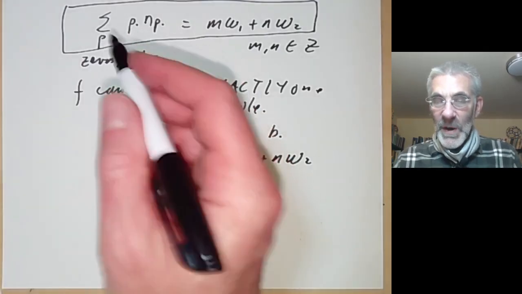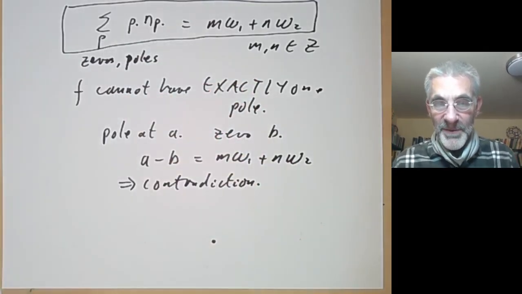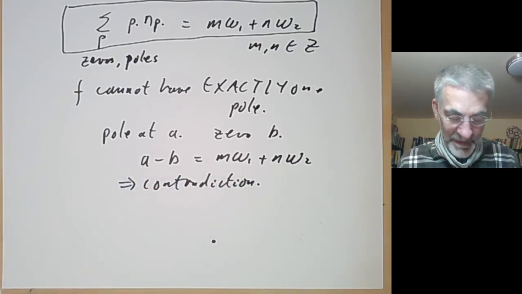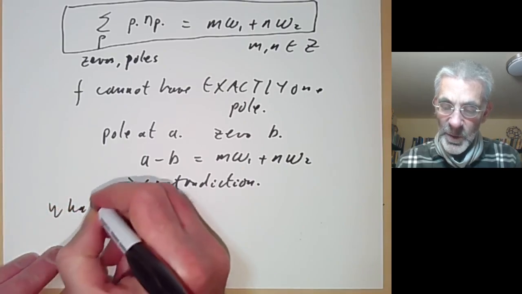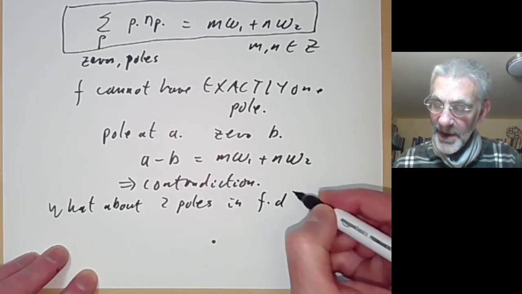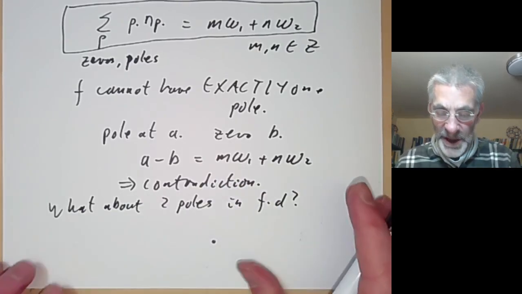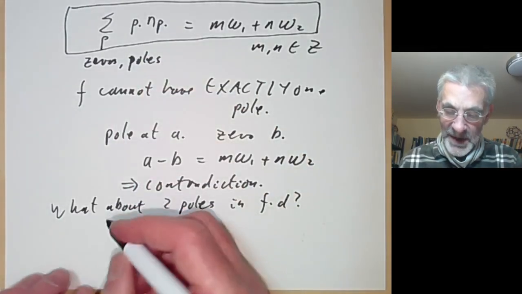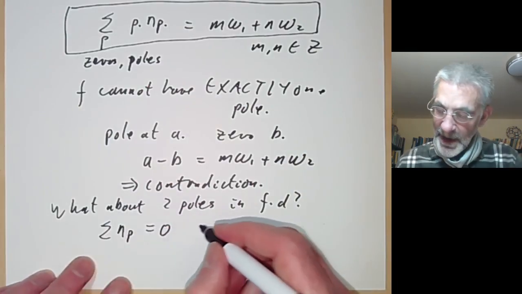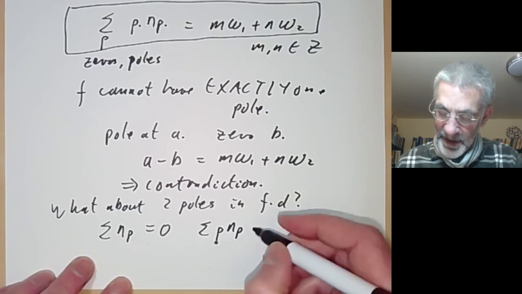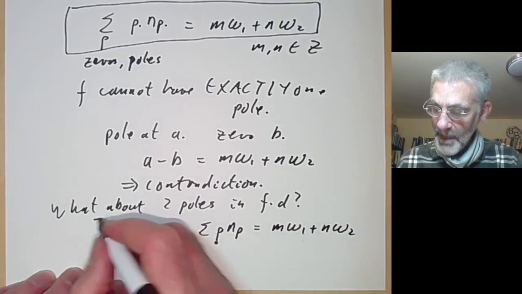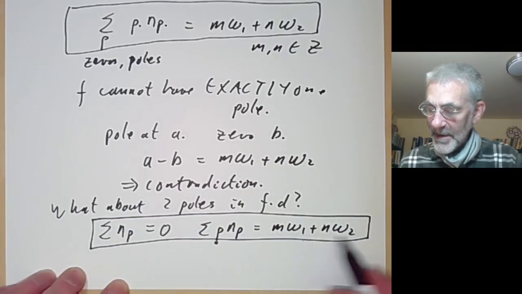So what we've shown is that we can find elliptic functions with 3 or more poles in a fundamental domain, and we can't find an elliptic function with one pole in a fundamental domain. So we have the following question: what about 2 poles in a fundamental domain. More generally, we found two conditions that the zeros and poles have to satisfy. So the sum of n_p must be equal to 0, and the sum of p times n_p must be equal to m omega 1 plus n omega 2 for some m and n that are integers.